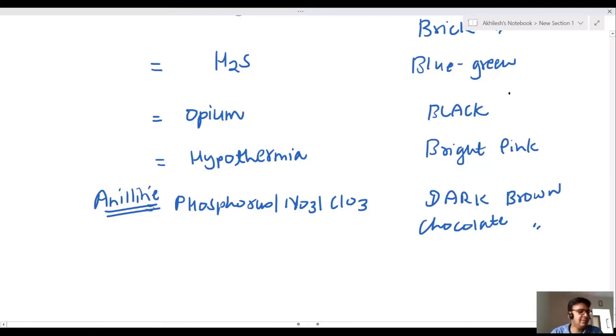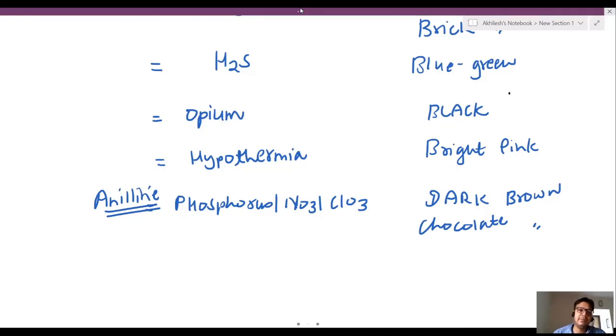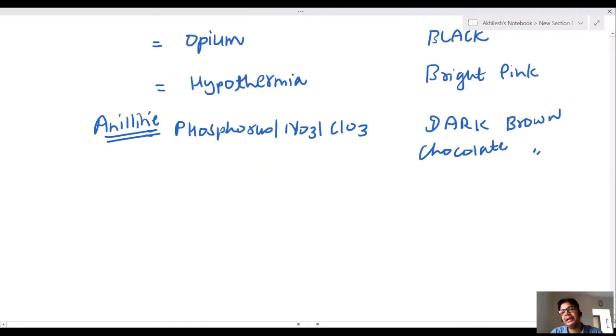So, doctor, carbon monoxide gives cherry red color. Cyanide gives brick red or bright red color. Hydrogen sulfide gives bluish green color. Opium gives black color. Hypothermia, this is a very important MCQ: if a person died due to hypothermia, bright pink color. Aniline, phosphorus, nitrate and chlorate, dark brown color. Okay, let me ask some MCQs, then we move ahead.